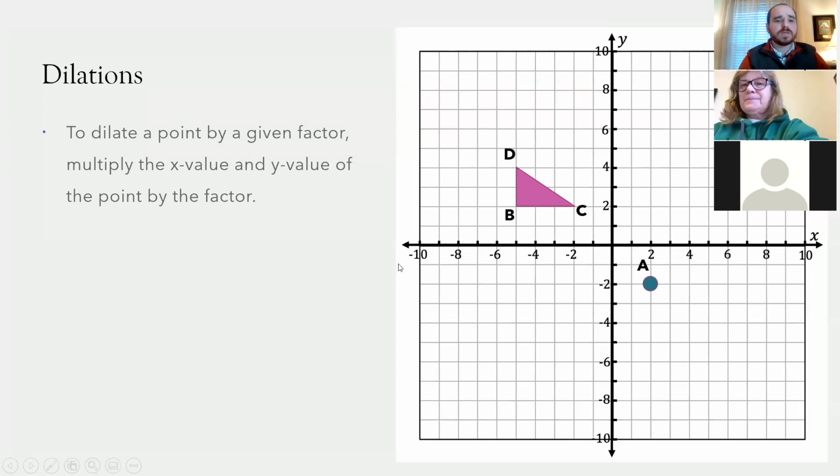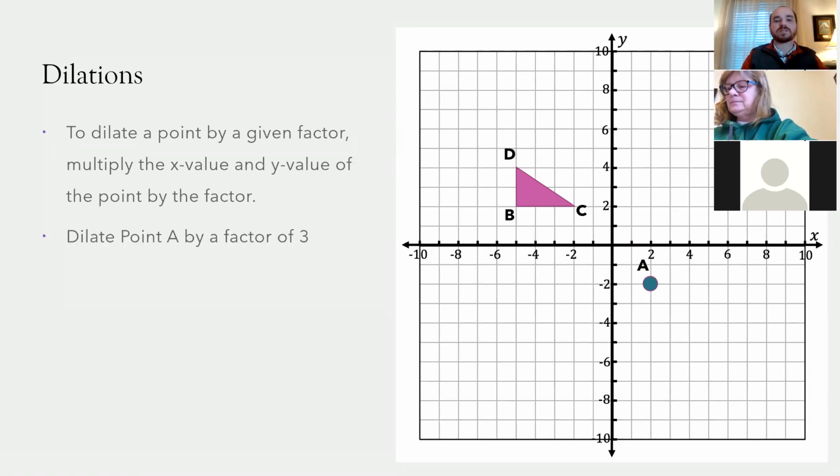So to dilate a point by a given factor, all you have to do is multiply the x value and the y value of the point by that factor. So we're going to start with just points, and then we'll look at shapes. When you dilate something, you're going to make it either bigger or smaller. So if it's a shape and you dilate it, then it's going to get either bigger or smaller by whatever the factor is. If you have just a point, then it's going to kind of get further away from the origin. So let's look at dilating point A.